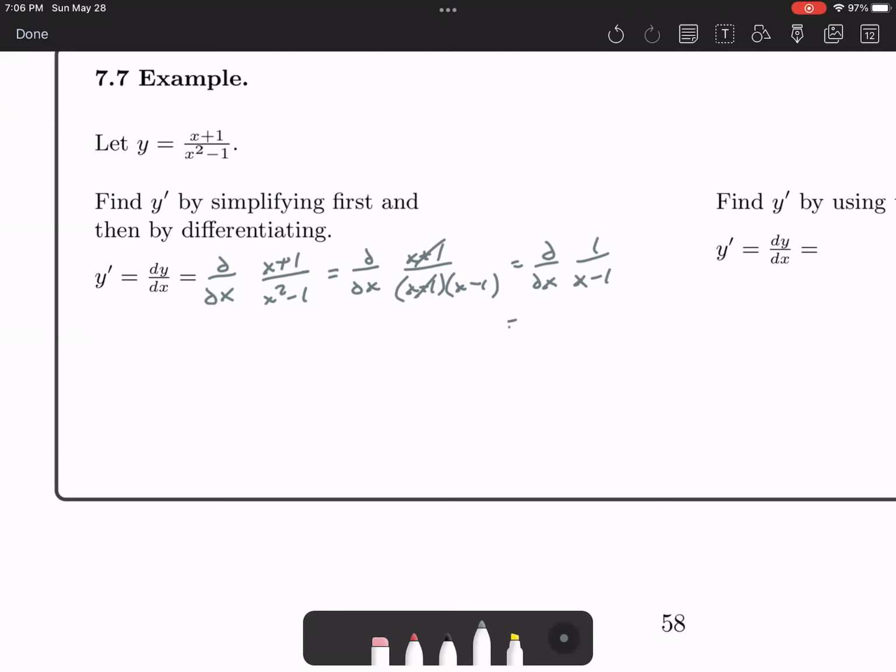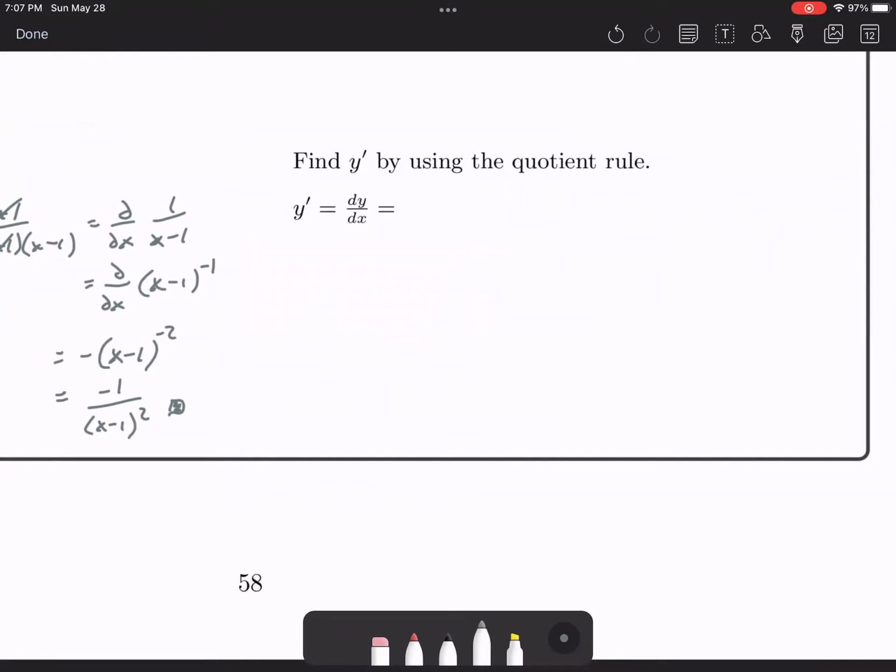All right, I'm even going to rewrite this again. I'm going to bring that x minus 1 up to the top with a negative power. This is now minus 1 times x minus 1 to the minus 2. And the derivative of the inside, x minus 1, is just 1. So we're done. We can clean it up a little bit. Minus 1 over x minus 1 squared. Okay.